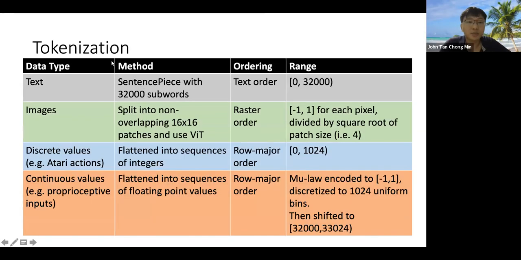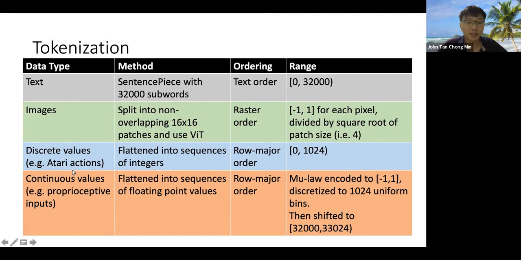So let's move on. The main thing for this architecture is how do you tokenize it, because there are so many things that you want to encode into your model. There are a few modalities. Over here you see the text modality. For text, we use SentencePiece, which is used quite widely in natural language processing to split text into subwords. SentencePiece is used with 32,000 subwords, and we order them with the index 0 to 32,000, not including 32,000.